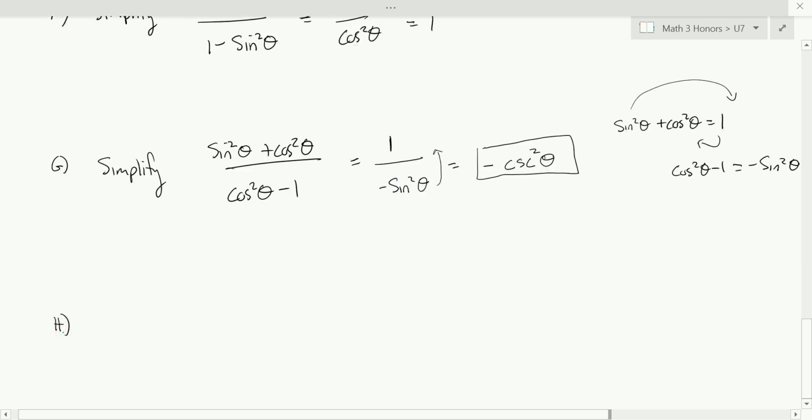Simplify 5 sine squared theta plus 5 cosine squared theta.